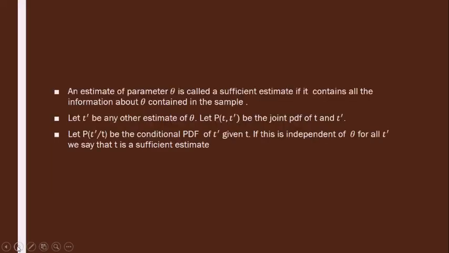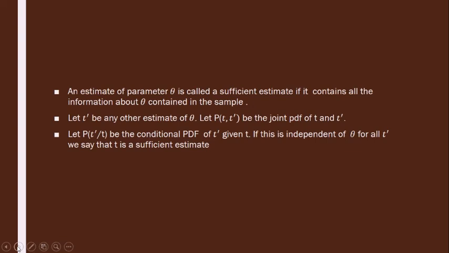So an estimate of a parameter theta, usually taken as t, is called a sufficient estimate if it contains all the information about theta that is contained in the sample.